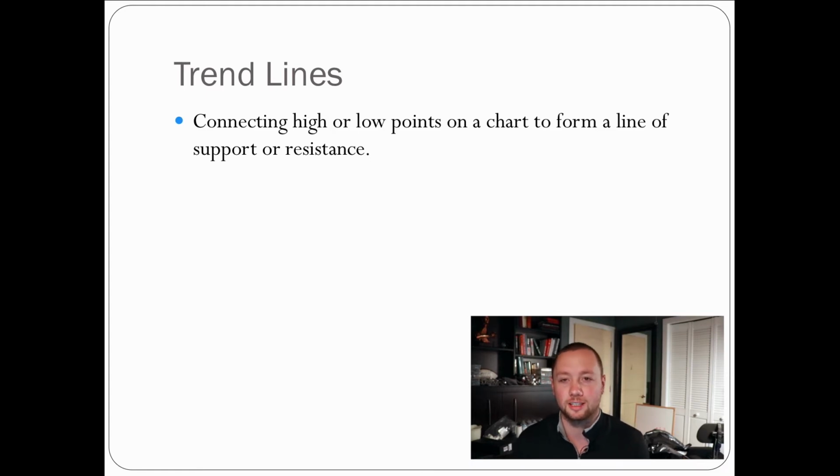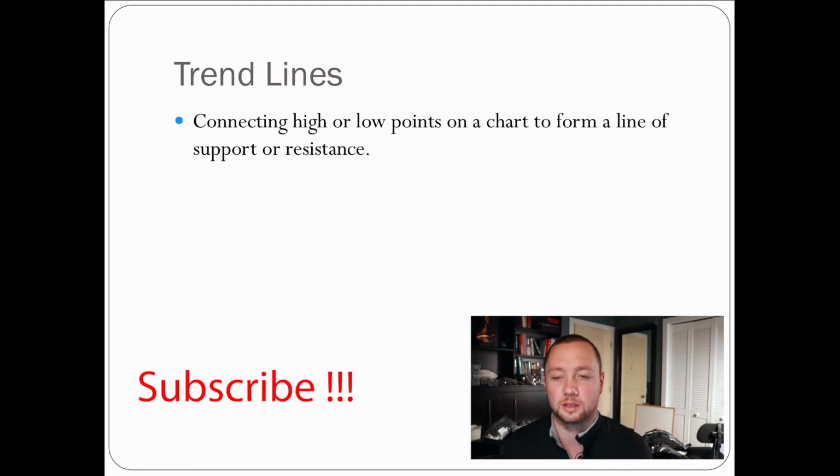I mean literally drawing a line on the chart to establish where the price has support. And by support, I mean it's not going to drop below X amount. By resistance, I mean it's not going to go above X amount. So let's see what that actually looks like in practice.